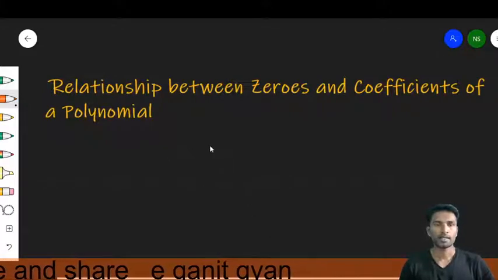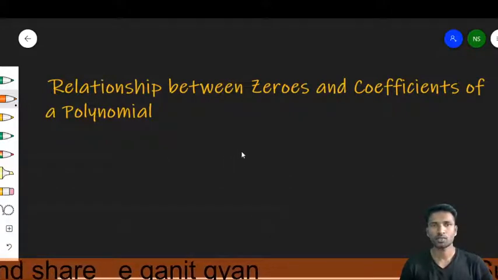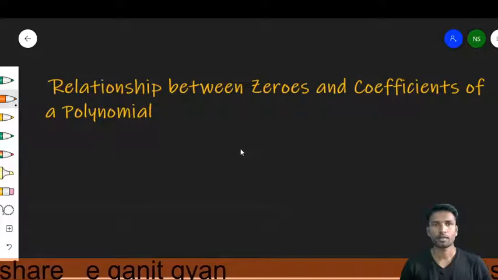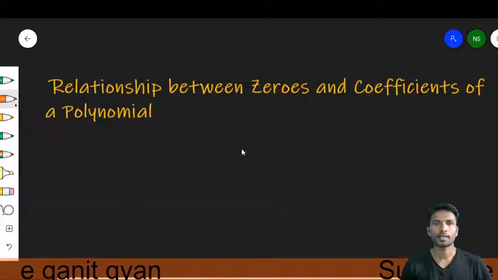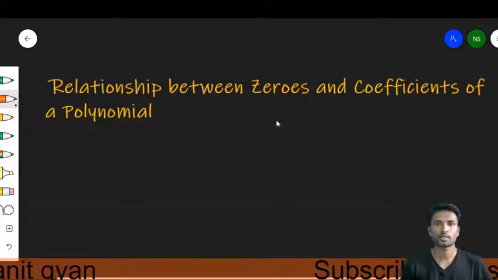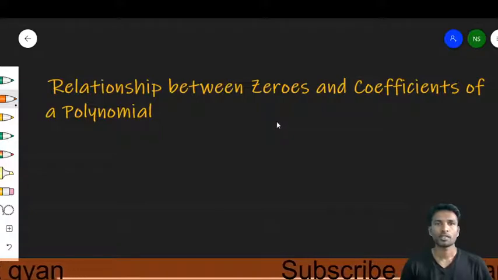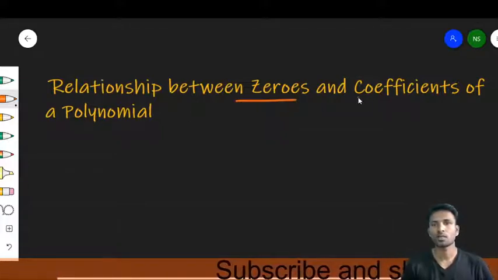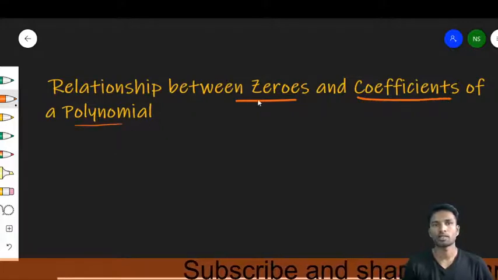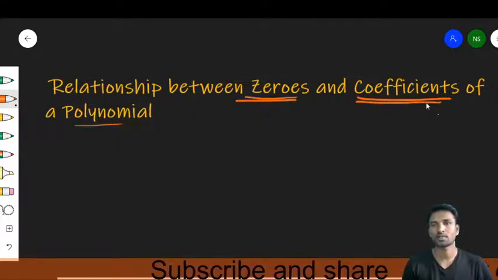In my last lecture, I discussed the introduction to polynomials and the zeros of different polynomials like linear, quadratic and cubic polynomials, and their graphs also, along with exercise 3.1. In this lecture, I am going to discuss the relationship between zeros and the coefficients of a polynomial.